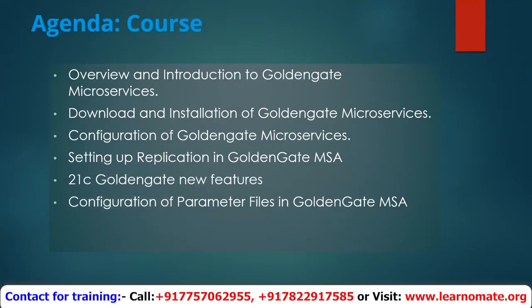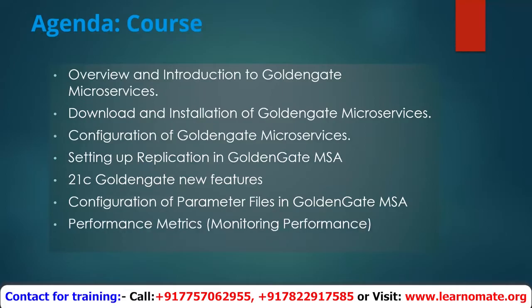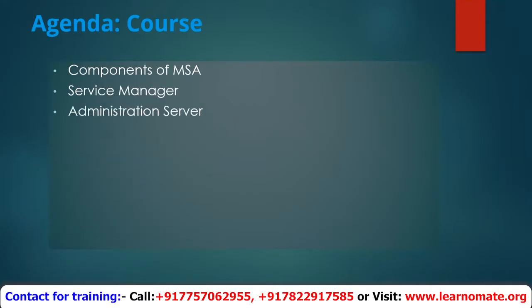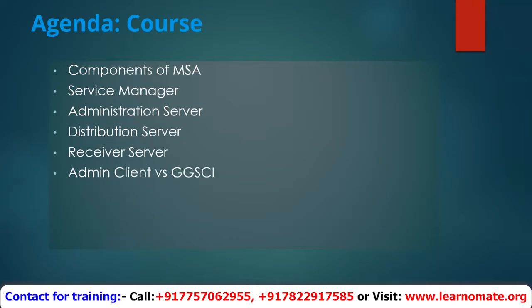So parameter files are one of the critical files. So how do you configure parameter files in microservices architecture? We'll be discussing that. Then performance metrics server, which is a new feature introduced from GoldenGate microservices. So how it differs from classic. We'll be discussing performance metrics server, then different components of microservices architecture like service manager, administration server, distribution server, receiver server, admin client.